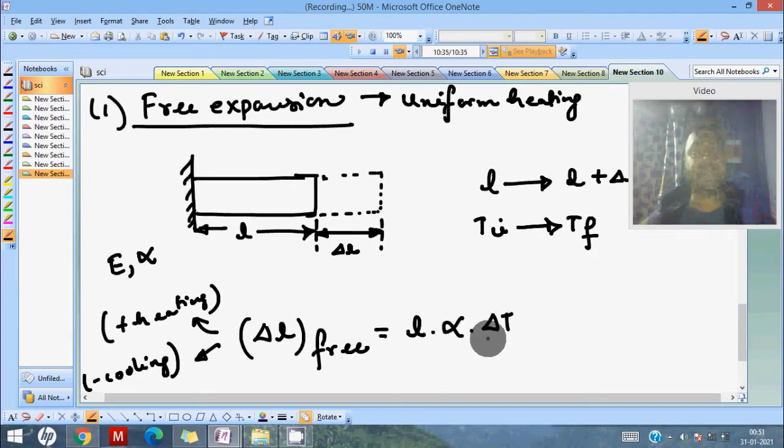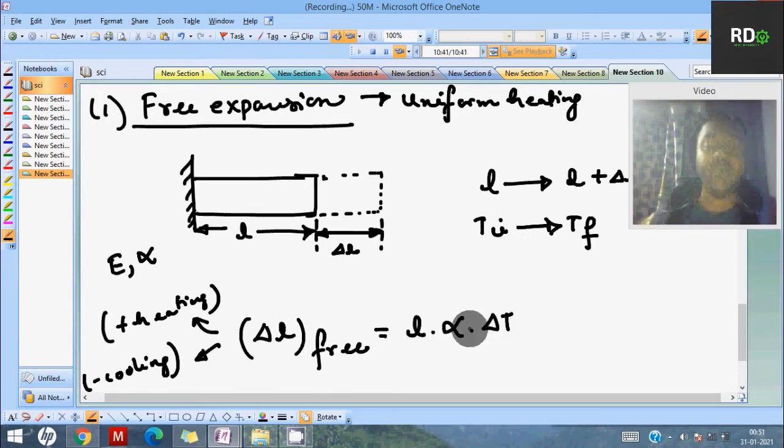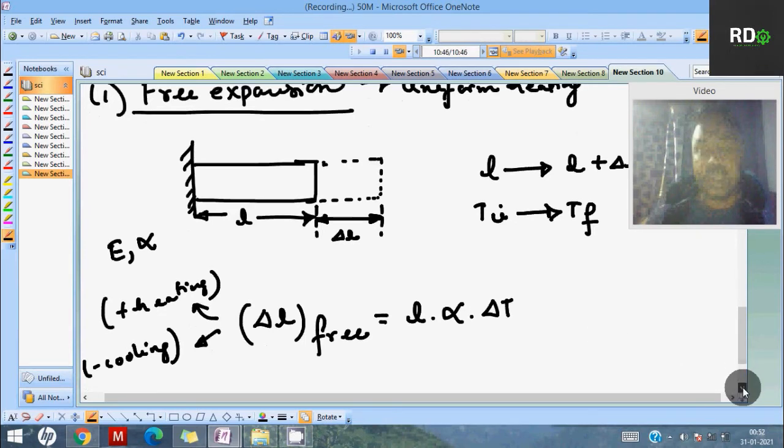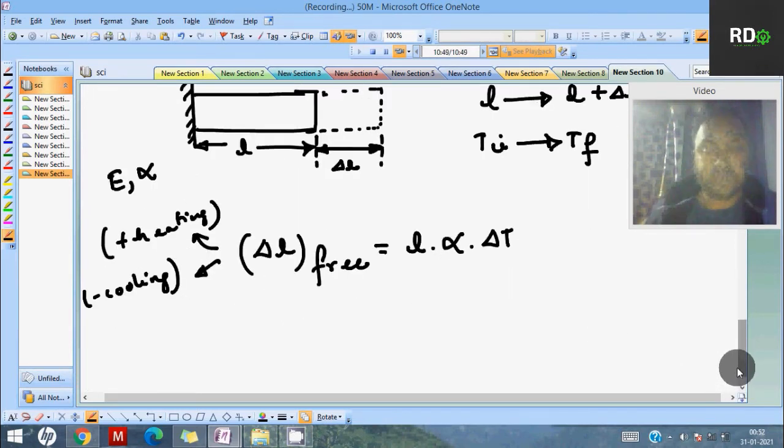Are you getting my point? See, delta L and L have the same unit, and alpha and delta T have reciprocal units. So alpha and delta T will be cancelling out each other's units. So your delta L is equal to L into alpha into delta T. So by dimension analysis, we are right. So what is happening in that case?